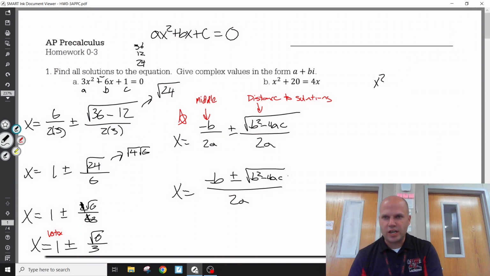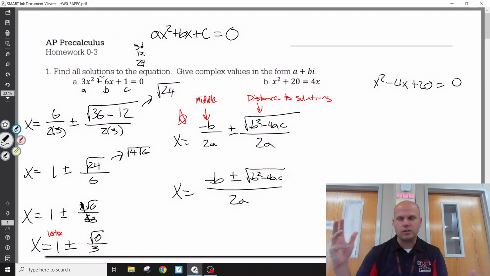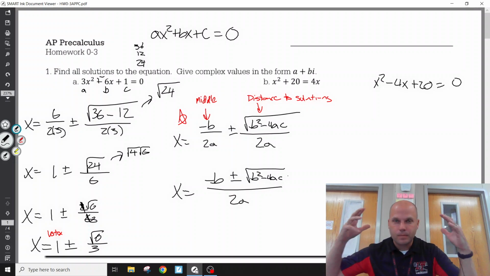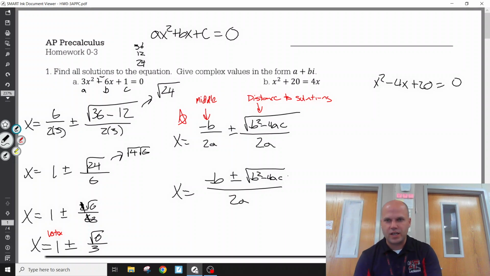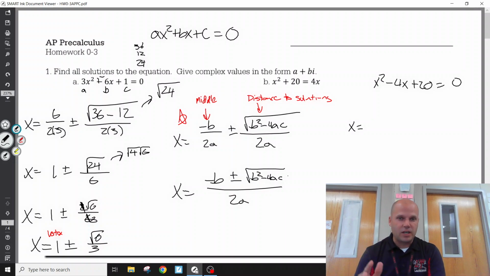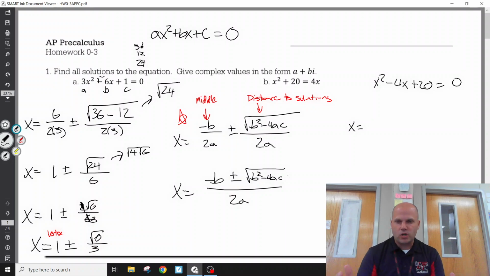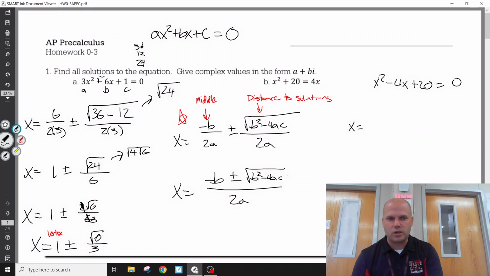You need things in standard form, so I'm going to subtract the 4x over. I'm going to see if I can factor two numbers that multiply to get 20 and add to get 4. I'm thinking 10 and 2, 5 and 4, 20 and 1. Can't do it, so instead I've got to use my quadratic formula. I'm going to keep it to the split up version because I prefer it. It keeps things in simplest form.